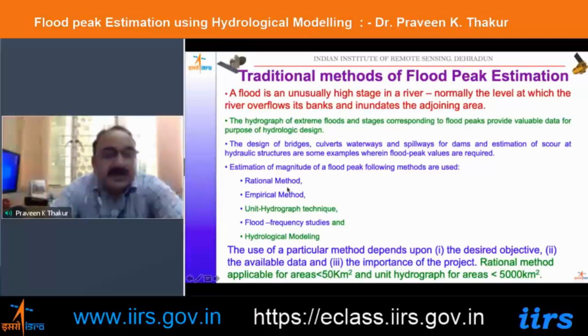So there are methods like the empirical method, unit hydrograph method, flood frequency, and hydrological modeling. Each method has its own advantages and disadvantages, but the unit hydrograph is a subset of hydrological modeling only. If it is a very small watershed, like an urbanized watershed, then we generally use the rational method. Otherwise, the unit hydrograph, which also has a limit that the area should be less than 5,000 square kilometer. So hydrological modeling makes use of the unit hydrograph, not just one, but synthetic unit hydrographs and other methods also, which can be utilized to get the peak flood from the given rainfall data.